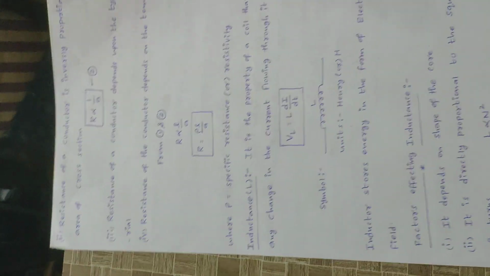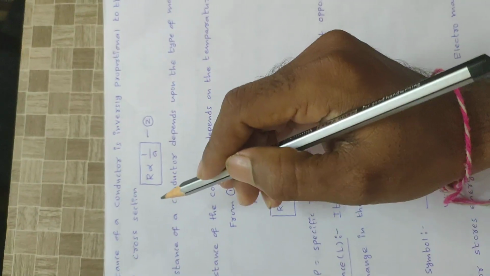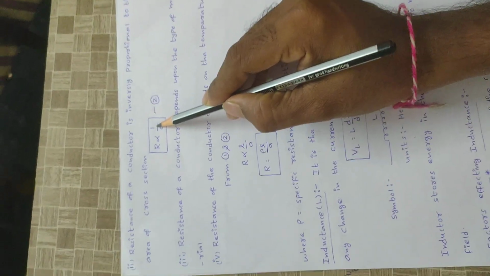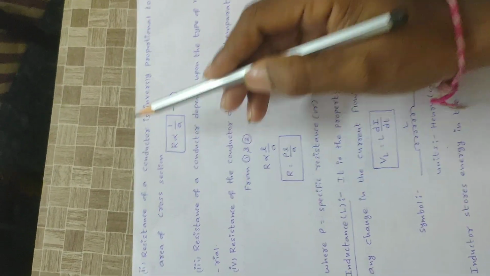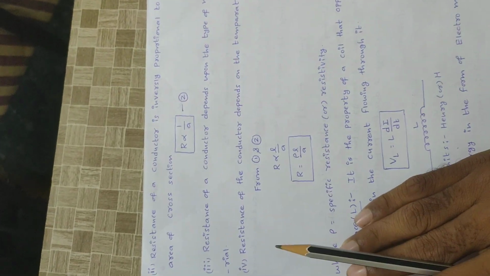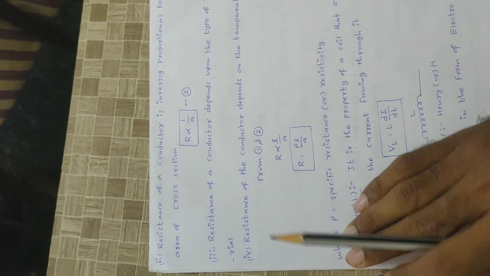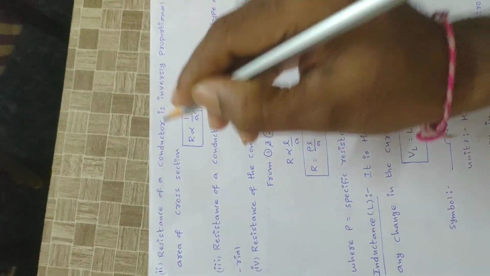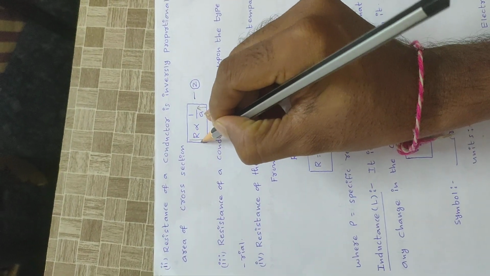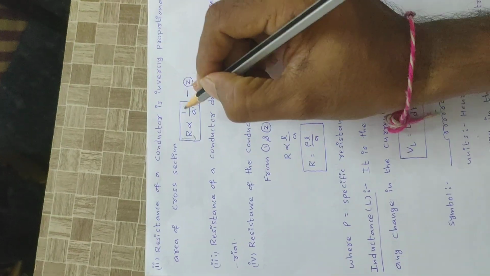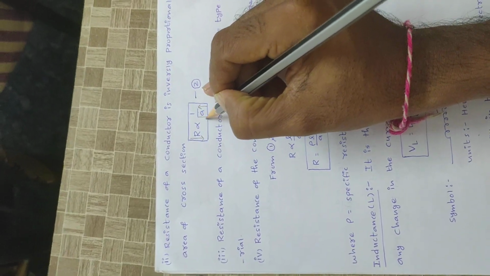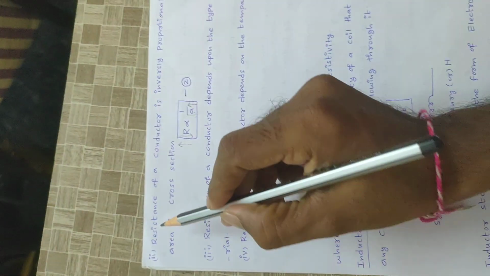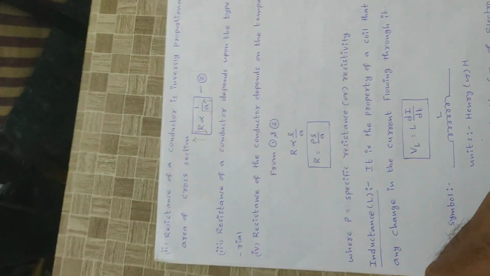Next one, the resistance of a conductor is inversely proportional to the area of cross section. When the area of cross section is more, then the resistance offered by the conductor is less. If the area of cross section is less, the resistance offered by the conductor is more. That relation will give this point.